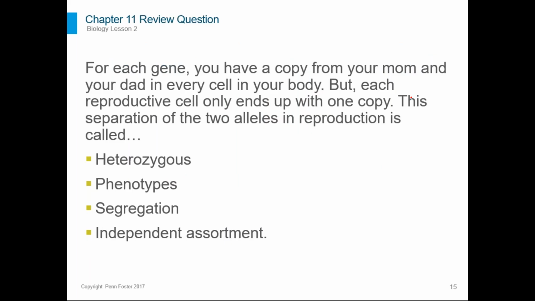So there's more to go over, but we're going to just pause for a minute and do a review here. So again, if you're here live, I'm going to pop a question up on the screen for you to answer. For each gene, you have a copy from your mom and from your dad in every cell of your body, except each reproductive cell only ends up with one copy. So the separation of these two alleles in the reproductive cells is called what? We got 4 words to choose from there.